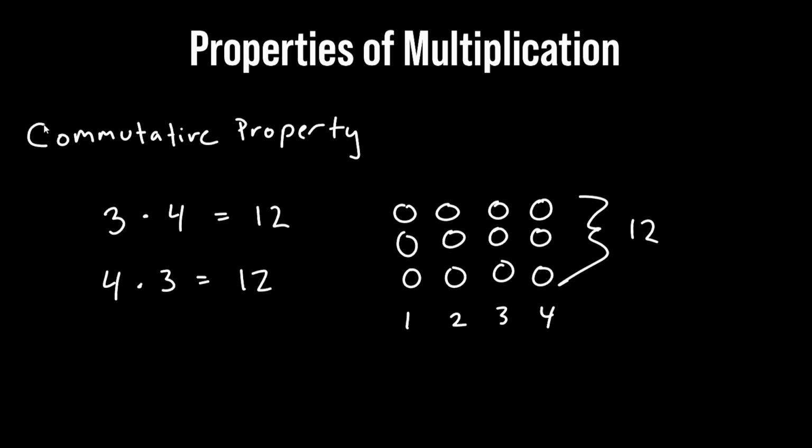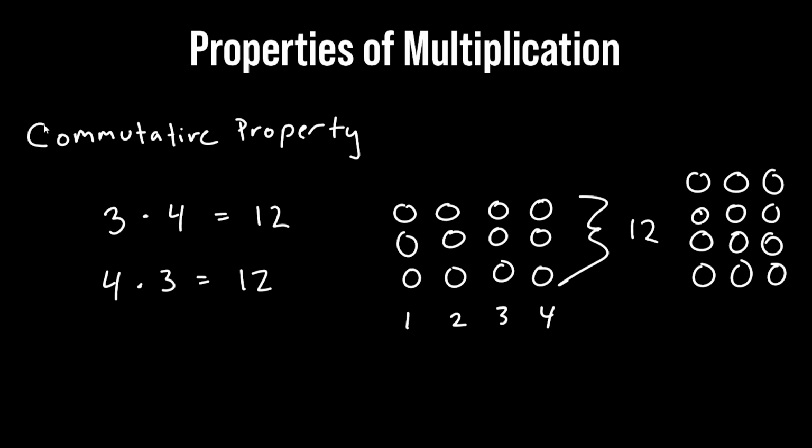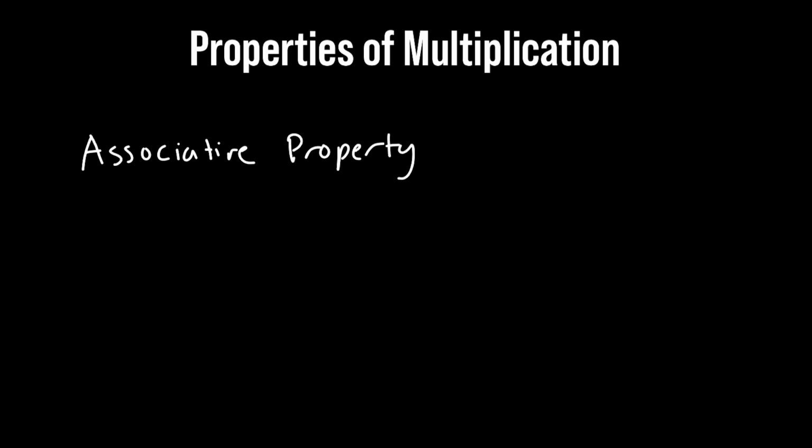And we can also show that 4 times 3 is equal to 12 as well. Here's 4, and we're going to draw a set of 4 circles 3 times. So we have 1, 2, 3 columns of 4. So this is also equal to 12. So this is how we can prove that 3 times 4 and 4 times 3 are equal to the same thing. Next is the associative property of multiplication.